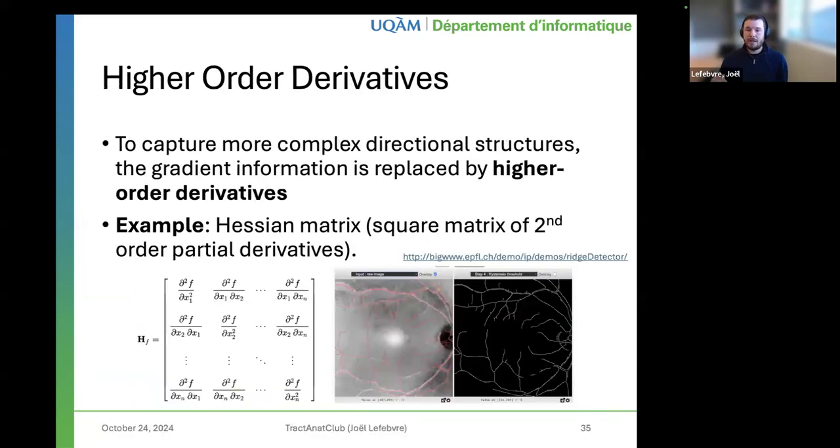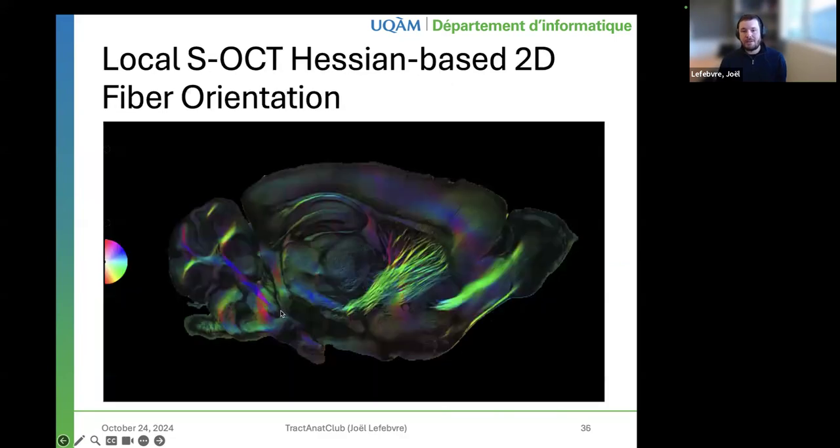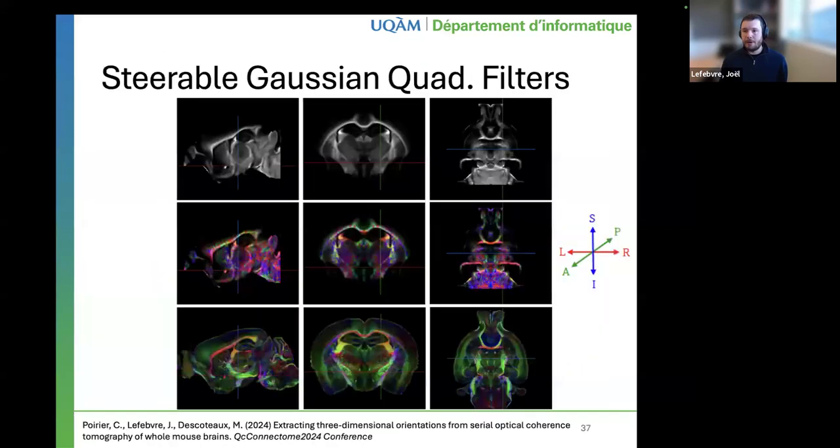Instead of using the gradient, we can use higher order derivatives. So if we do this, for example, we can create a similar matrix as the structure tensor, the Hessian matrix, with the second derivative. And if we analyze the eigenvalues of this matrix, we can also infer the orientations of the fibers locally. So this is the same slice I was showing you. This is a 10x serial OCT slice where we measure the in-plane orientation of the fibers using Hessian matrix decomposition.